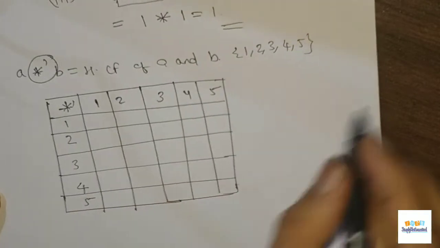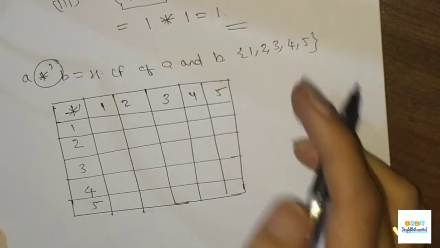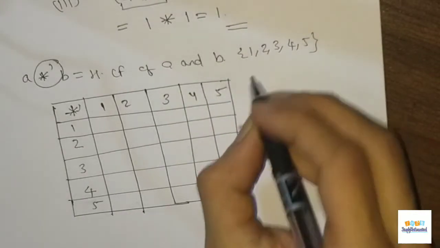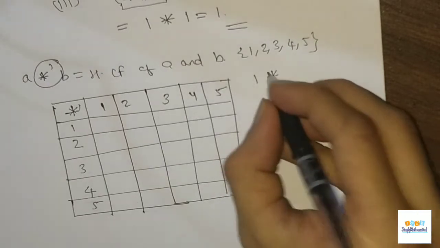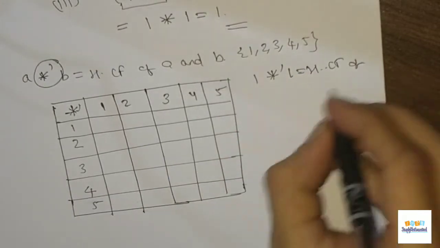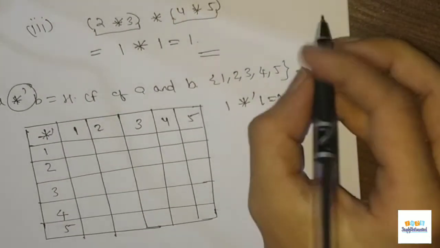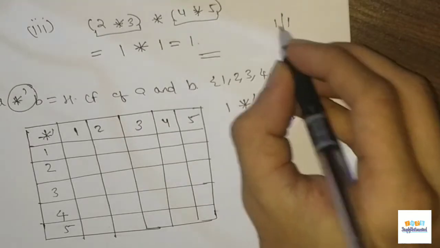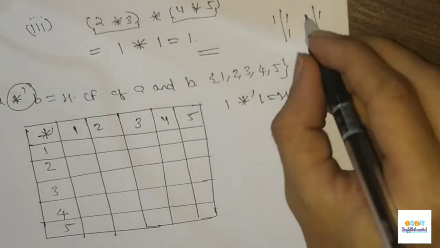Now if you check the operation for each value in the set, what you will get? If we check 1 star prime 1, this will be nothing but HCF of 1 and 1. Now to check HCF, you know the method. What you do is you take the factors: 1 ones are 1, and then again the second number is 1, so 1 ones are 1.